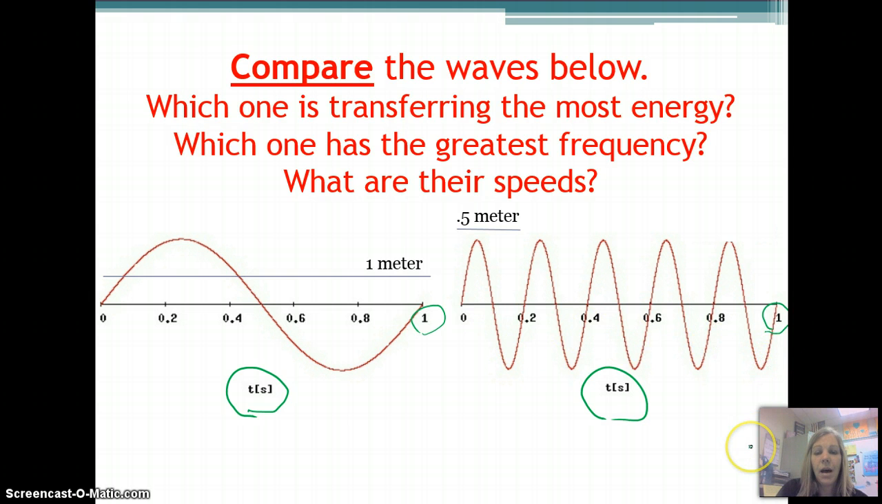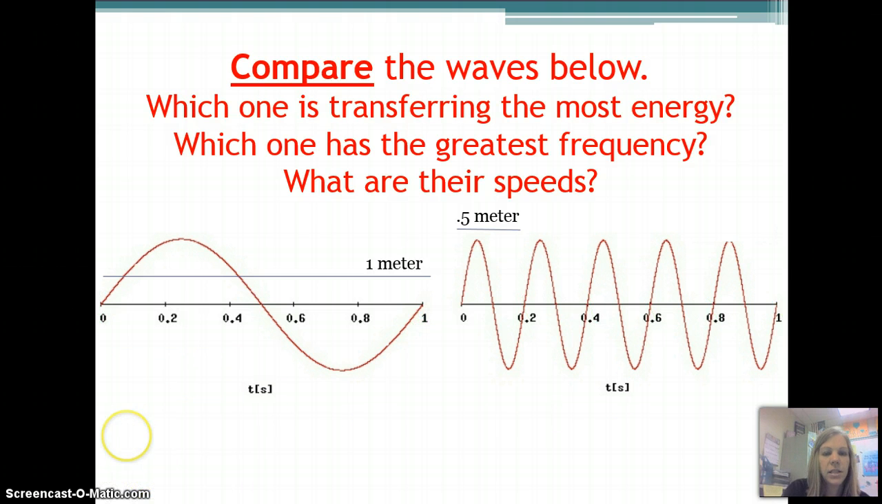So here we have only one wavelength from here to here in 1 second at a time, so this would be 1 hertz. But over here, we have 1, 2, 3, 4, 5 hertz. So this one has the highest frequency.